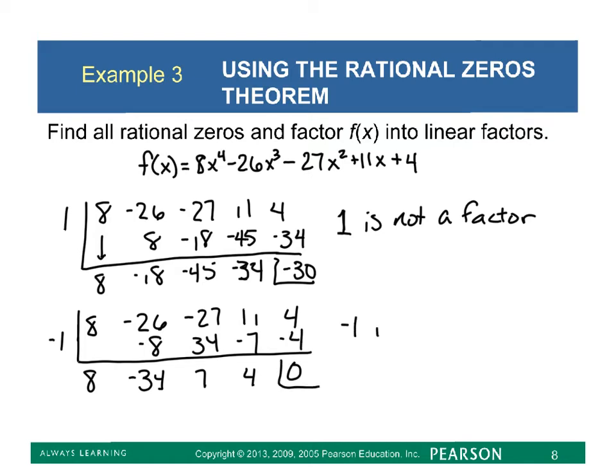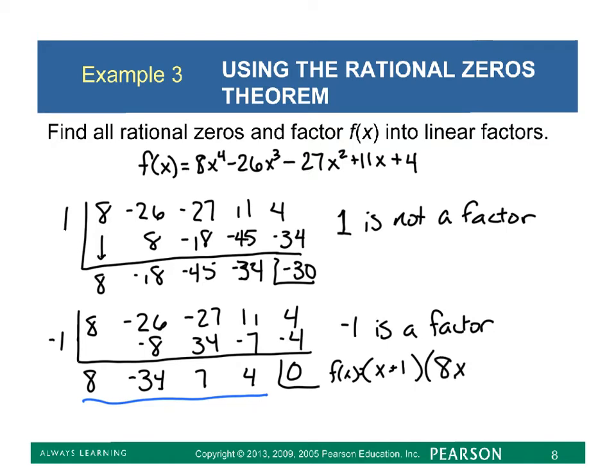So -1 is a factor, which means we can factor this polynomial out into this right here. We have -1 as a factor, which means x plus 1 is a factor. And what's left over from factoring out a -1 is this right here. So 8x. The power is going to be 1 less than what we started out with up here. So 8x cubed minus 34x squared plus 7x plus 4.